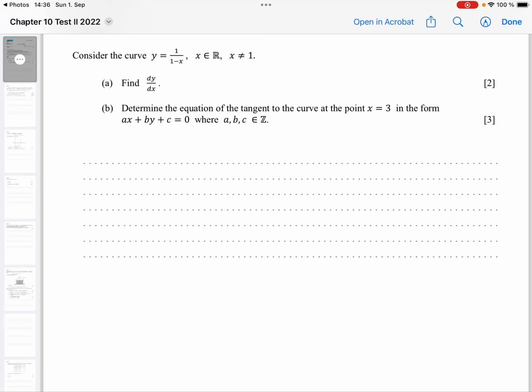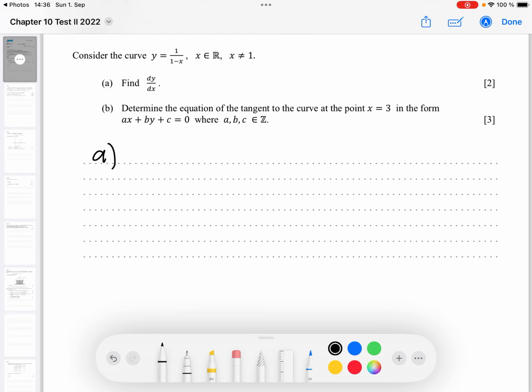Hello, so today we're going to be solving a mock test for calculus and differentiation. This is related to higher level maths, topic 5. So let's begin. Part A says find dy over dx for the curve y equals 1 over 1 minus x, where x is in R and x is not equal to 1.